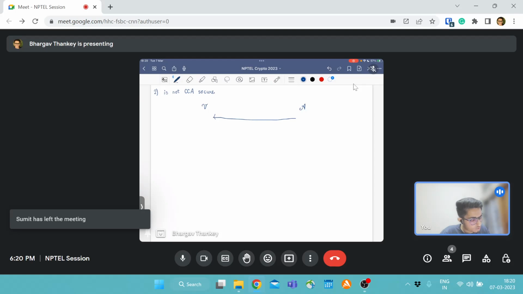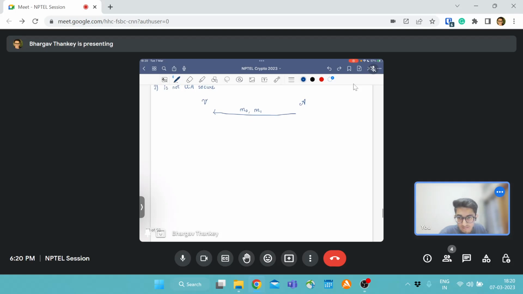And what it's going to do is directly move on to the challenge phase and send two messages M0, M1 with the same size. Let me write them the same size. So it's going to send two such messages.